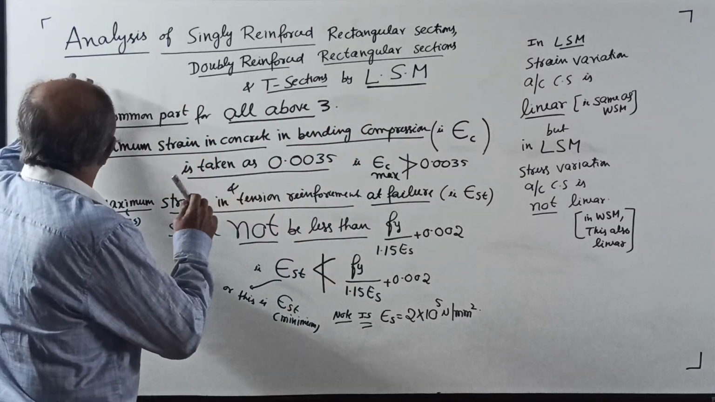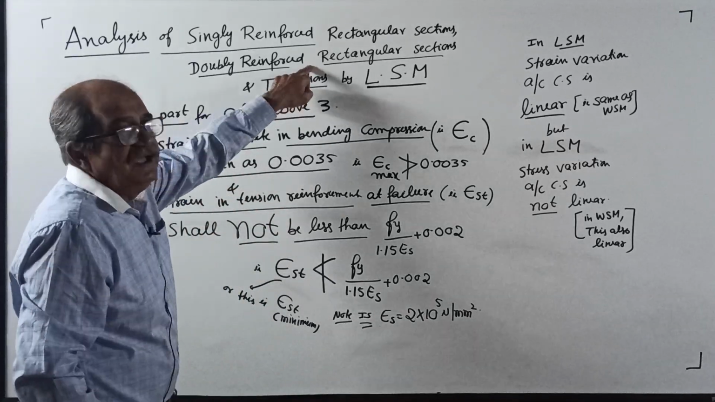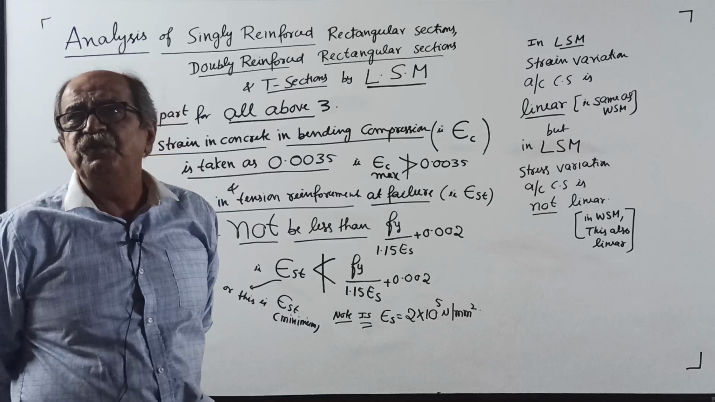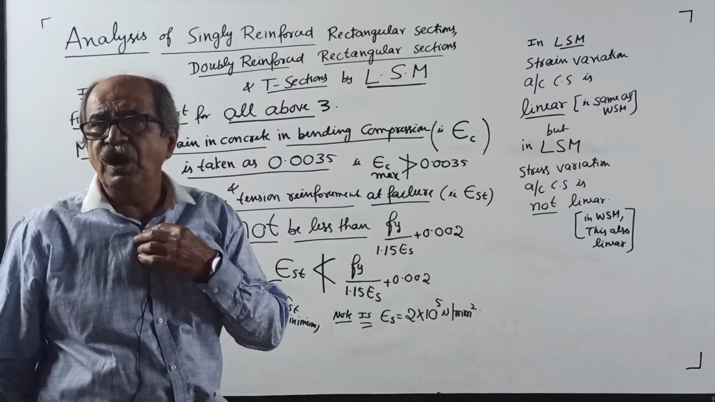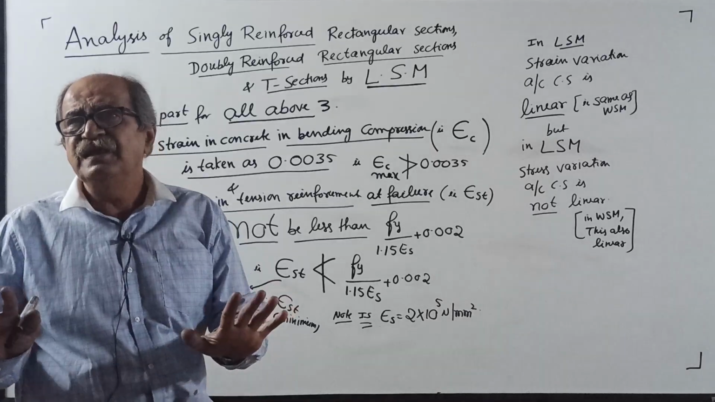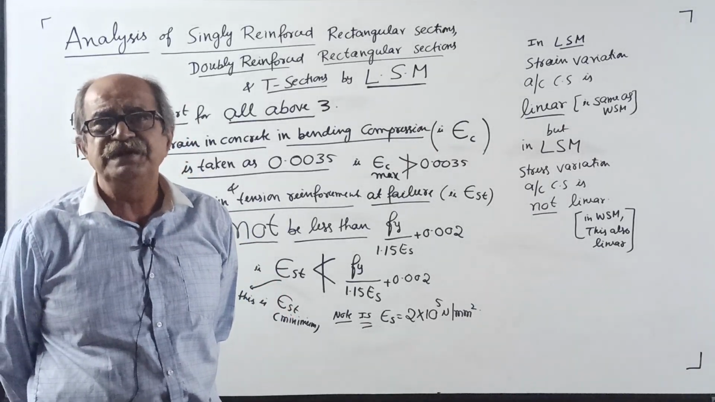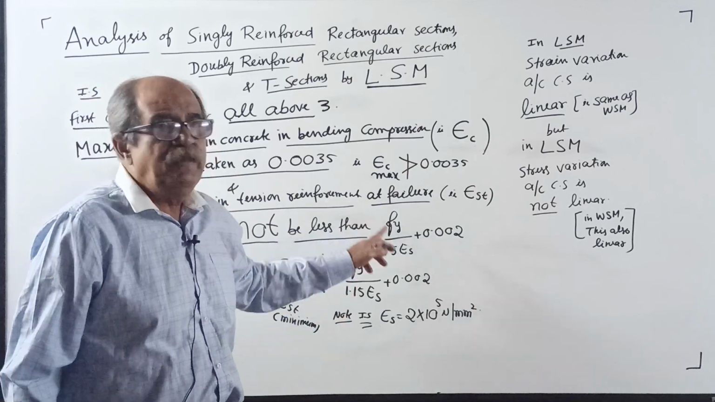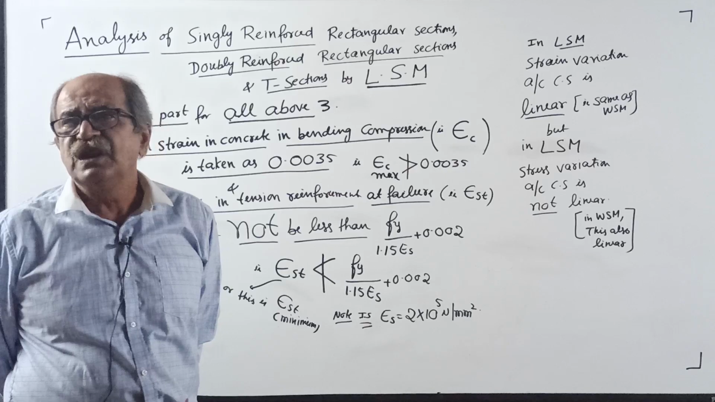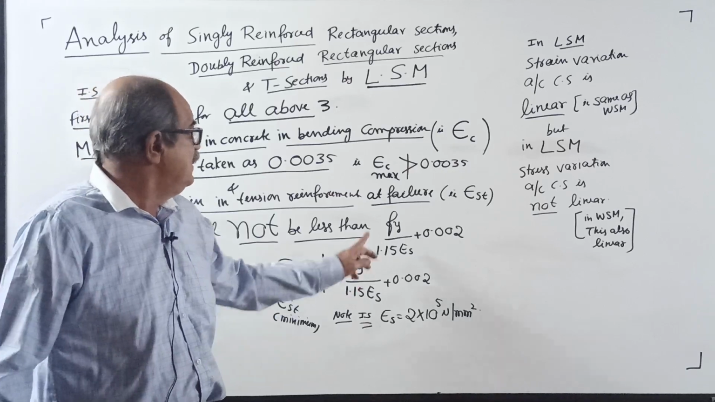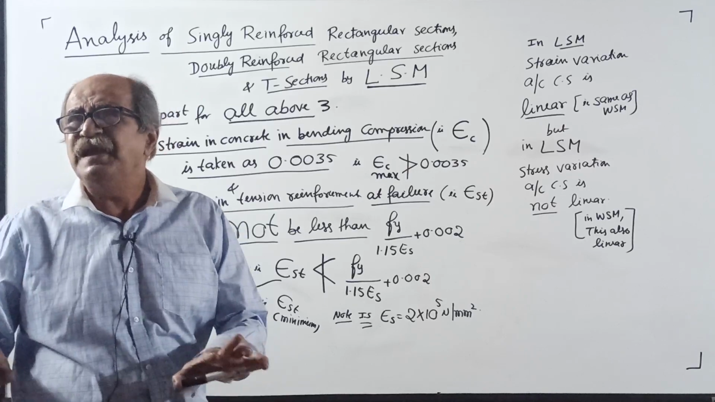See, first remember some common part for all the above three, whether it is a singly reinforced rectangular section, a doubly reinforced rectangular section or a T section. In the beginning, some common part, that is some important concepts of the limit state method. I will tell them one by one in order. But some of the proofs I will not tell here. I am giving somewhat like a summary. But in the course, I explained each and everything.